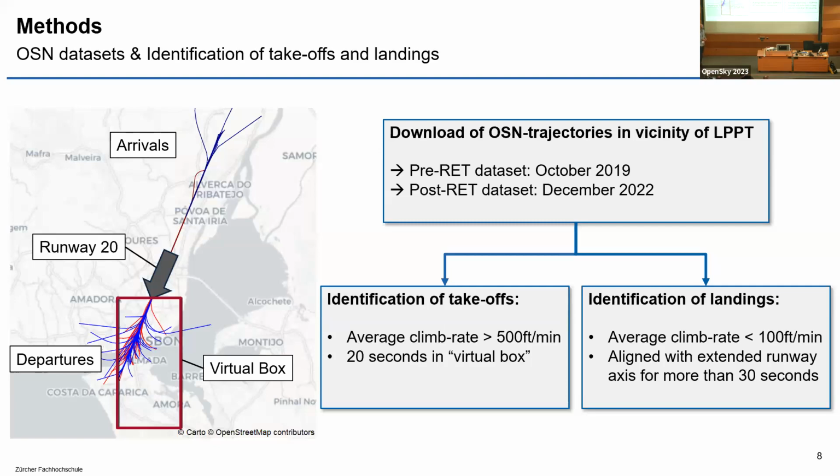Then we looked at trajectories, or the part of trajectories below 4,000 feet, and we classified as takeoffs on runway 20 the trajectories where the average climb rate is higher than 500 feet a minute and which spend more than 20 seconds in this box here. And in terms of landings, we considered trajectories which have an average climb rate of less than 100 feet per minute and which are aligned with the extended runway center line for more than 30 minutes as landings.